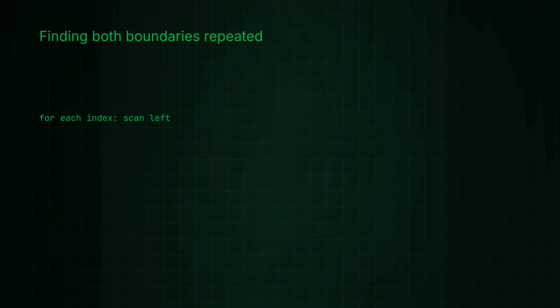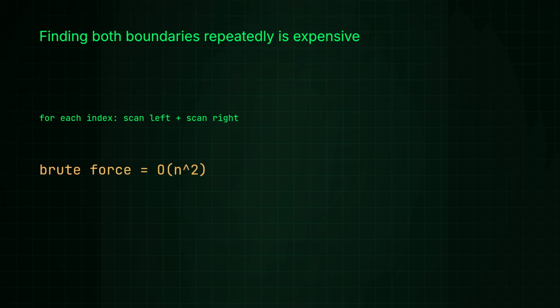For every index, a brute force solution scans left to find the tallest left wall and scans right to find the tallest right wall. Those repeated scans take O of n squared time. Prefix and suffix maximum arrays remove the repeated searches, giving O of n time but O of n extra space. The two-pointer version keeps only 2 running maxima and reduces extra space to O of 1.